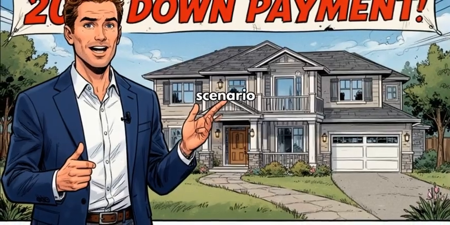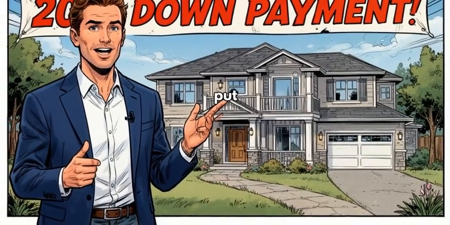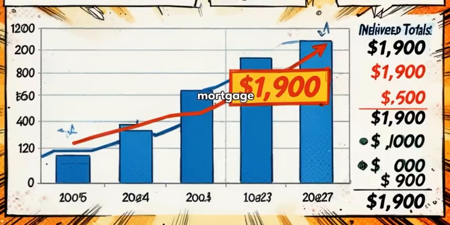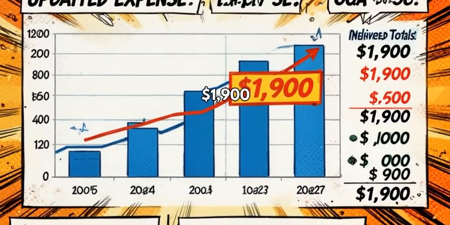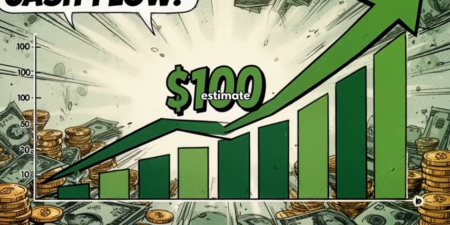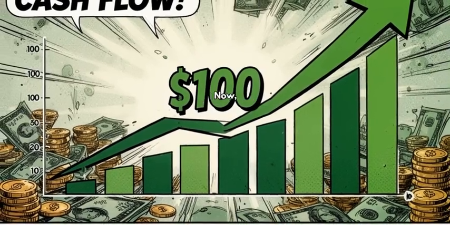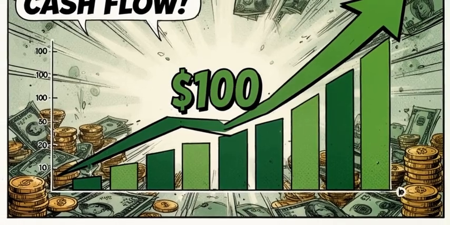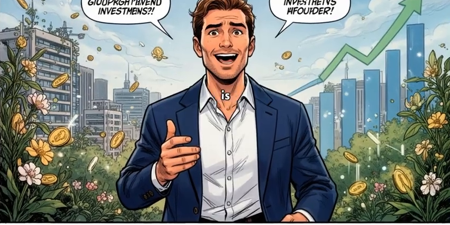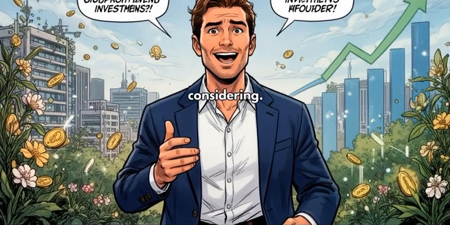Let's tweak our scenario a bit to illustrate. What if you put 20% down? Your mortgage would drop, bringing your total expenses down to around $1,900 per month. We still estimate the rent at $2,000. Now, you'd be cash flowing $100 monthly. It's not a huge amount, but this is a starting point that can make the deal worth considering.